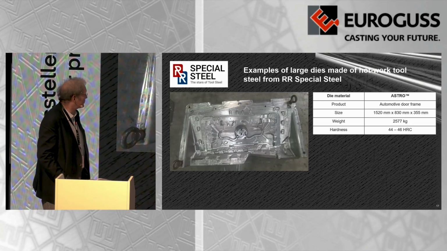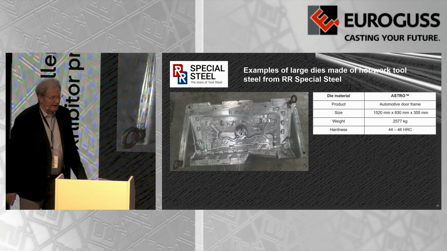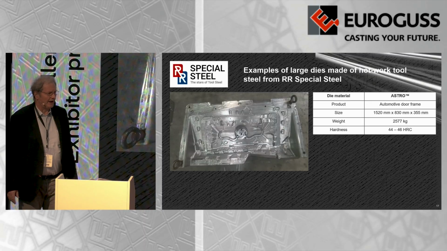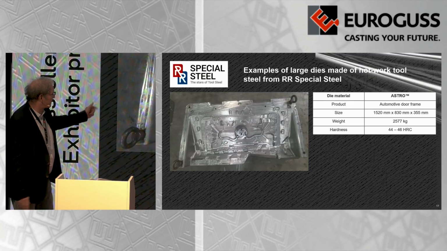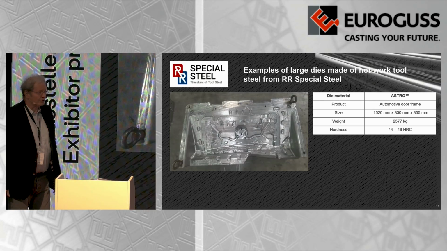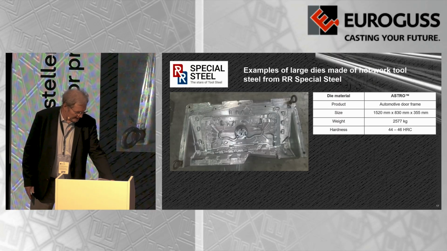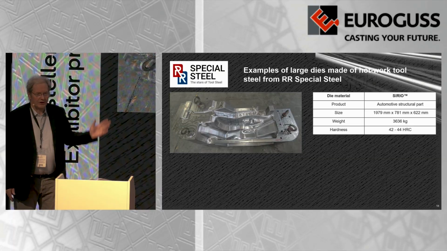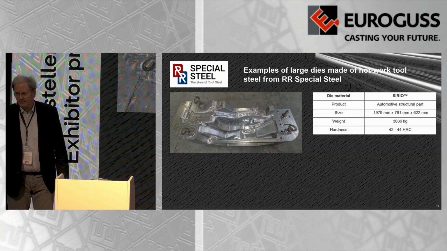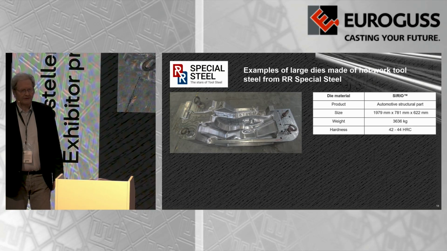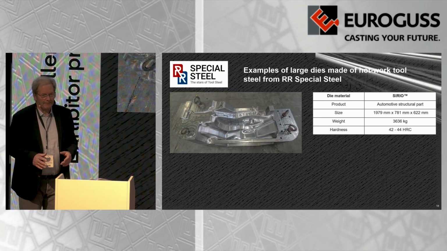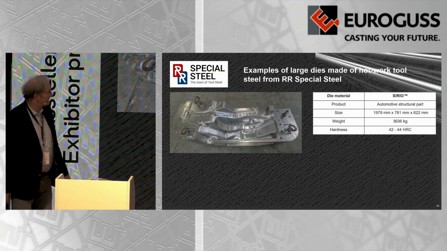At the end, I want to show a few examples of dies that had been made successfully of the grades from RR Special Steel. Here we see, for example, a large die for an automotive door frame made of the grade Astro. The weight of the die was 2.5 tons, and the hardness here ranged from 44 to 46 Rockwell-C. All the examples that I show are still successfully under operation, and it is too early to give a statement on the lifetime, but they are still working without complaints.